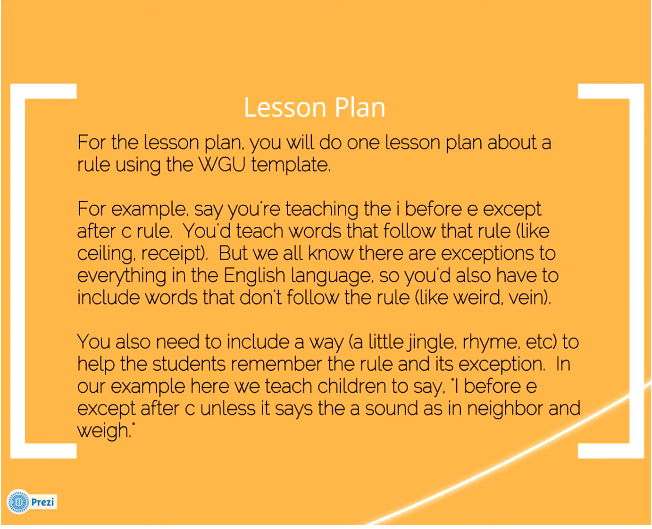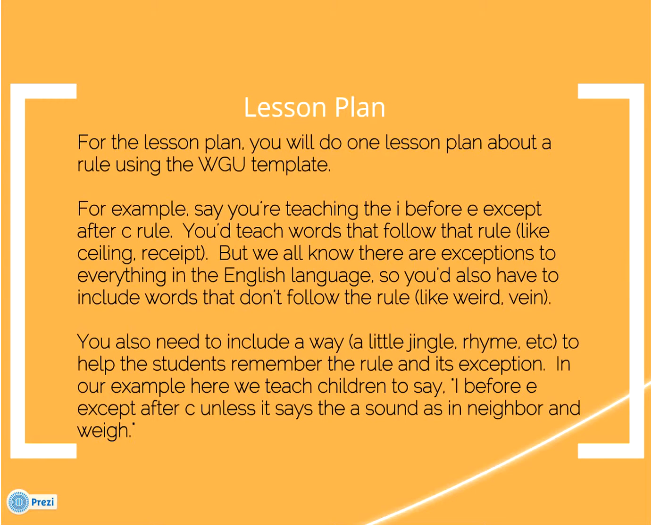For example, let's say you're teaching the I before E except after C rule. You need to teach this rule explicitly in your lesson plan. So you will say I before E except after C, and teach that part. You are also going to have to teach the exception to the rule. In my particular example, the exception is unless it says the A sound, as in neighbor and way. So I'm teaching the rule, I before E except after C. I'm teaching the exception unless it says the A sound, as in neighbor and way.